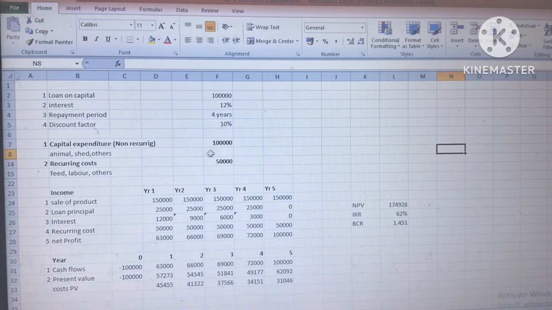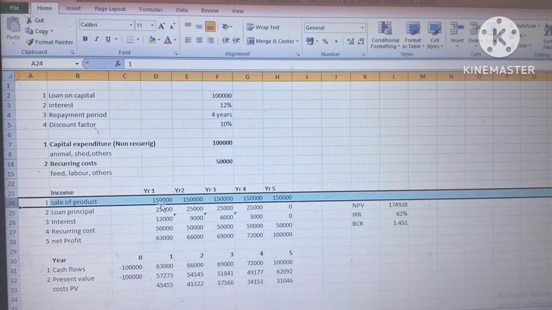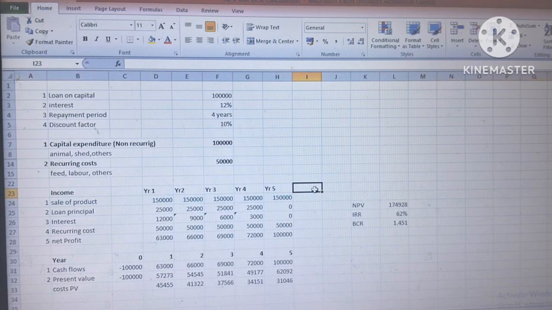This capital expenditure, the total value of 1 lakh rupees, we are going to take in the form of a loan from the bank at the rate of 12% interest, which is to be repaid in equal installments over 4 years. And as I told earlier, the discount factor we are taking as 10%. From the sale of our product, we are going to get a standard income of 1,50,000. Let us assume that.